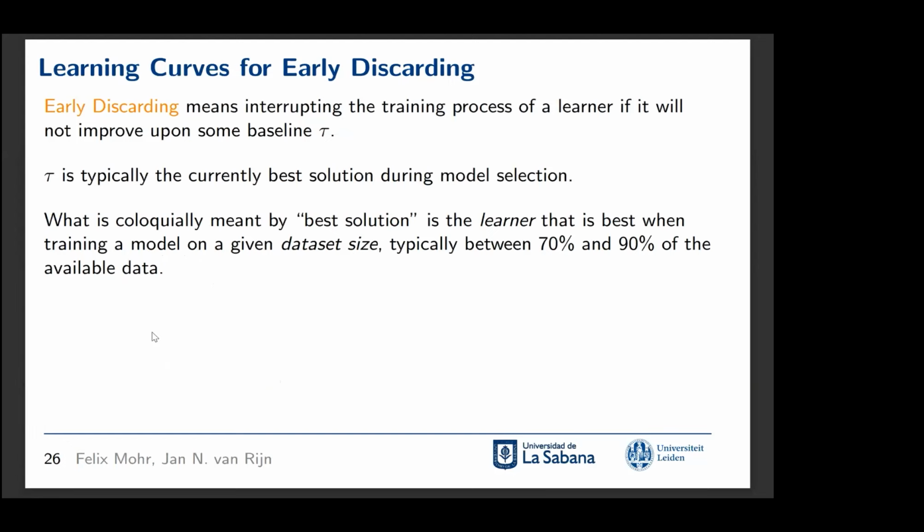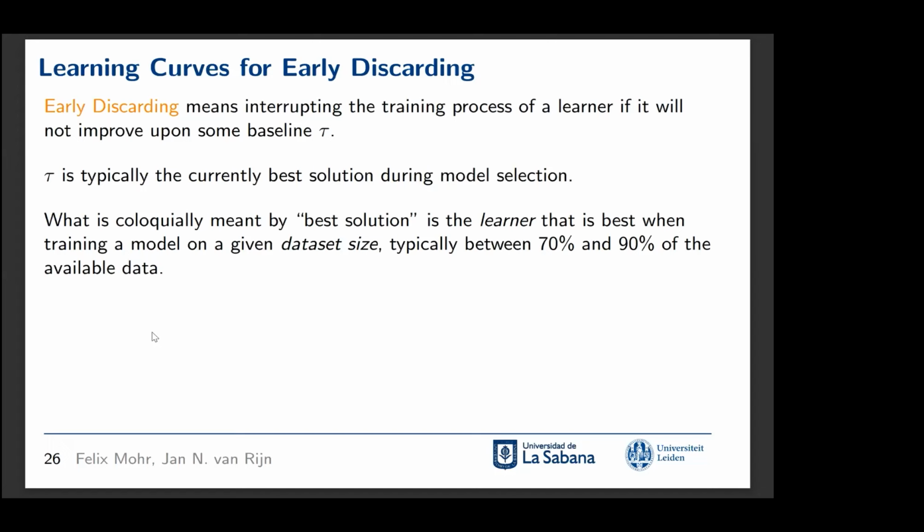That's different from early discarding, where we have some sequential process in which we try to find the best model among some predefined set. And we have some baseline tau, and this baseline is updated over time. So tau is basically just the best performance that you have observed until some point of time, right?